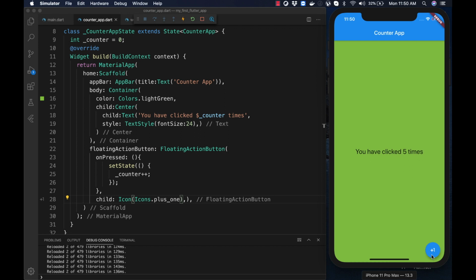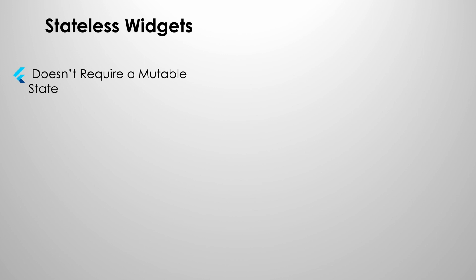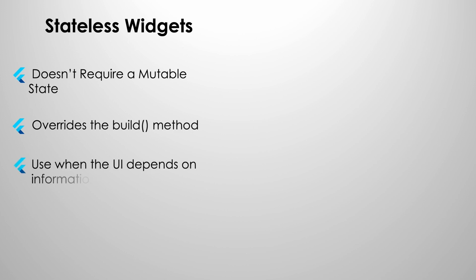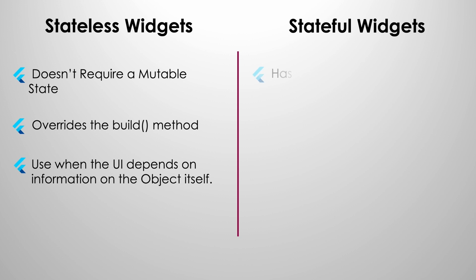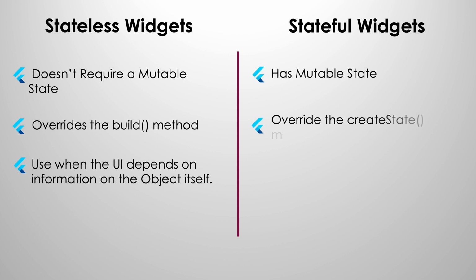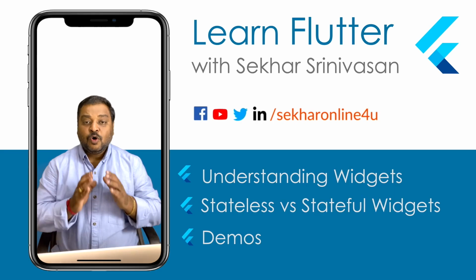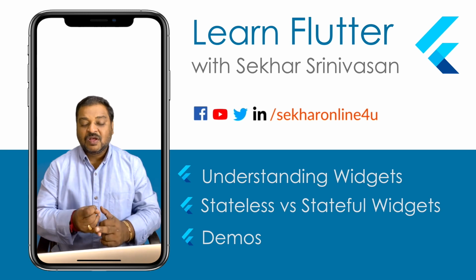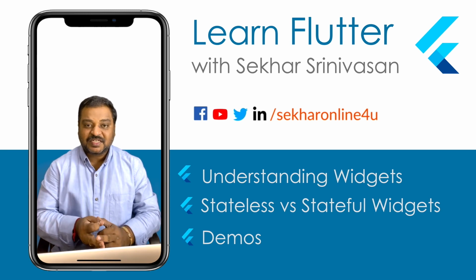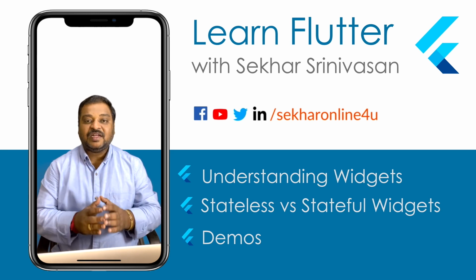Before we conclude our session today, let us have a brief summary. Whenever we say a stateless widget, remember that they don't require a mutable state, and these widgets override the build method, and we need to use them whenever the UI depends on information in the object itself. Whereas the stateful widgets have a mutable state, and we need to override the create state method, and we need to return a state, and we need to use the stateful widgets whenever the UI changes dynamically. Hope you have got a fair idea on what are widgets, what are stateless widgets, and what are stateful widgets, and how to organize the code in a Flutter application.